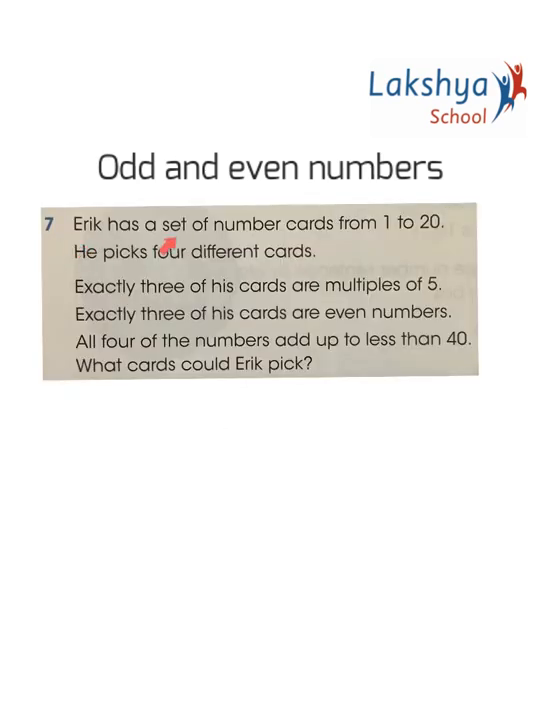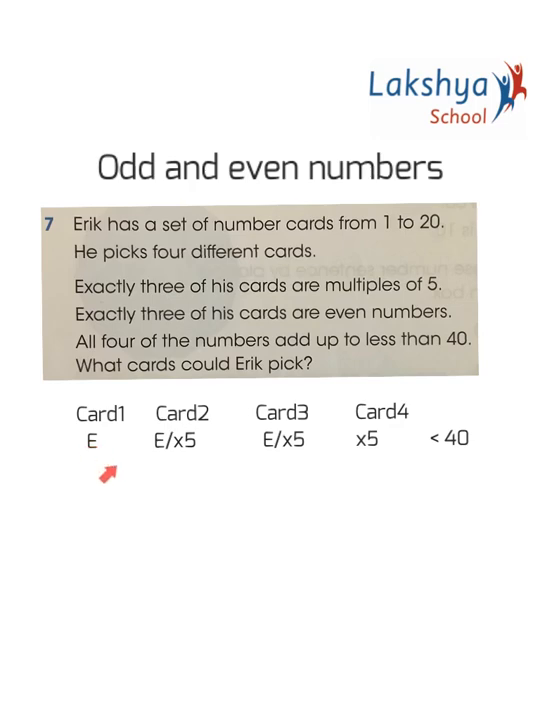Question 7. Eric has a set of number cards from 1 to 20. He picks up 4 different cards. Exactly 3 of his cards are multiples of 5. Exactly 3 of his cards are even numbers. All 4 of the numbers add up to less than 40. What cards would Eric pick? You have to remember there are cards from 1 to 20. Exactly 3 of his cards are multiples of 5, exactly 3 are even numbers, and all 4 add up to less than 40.